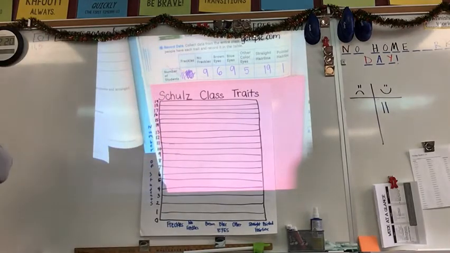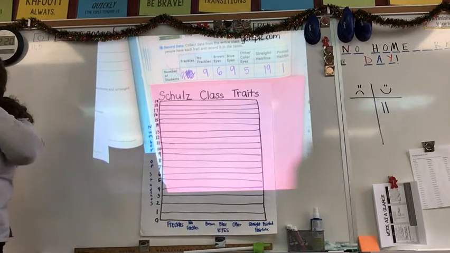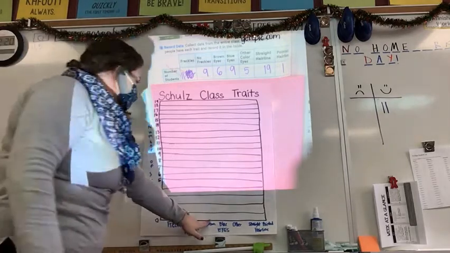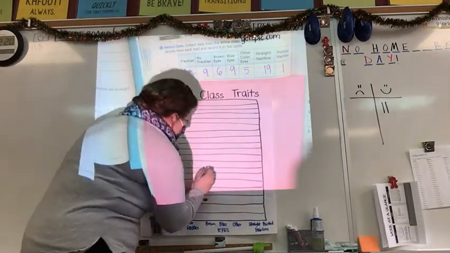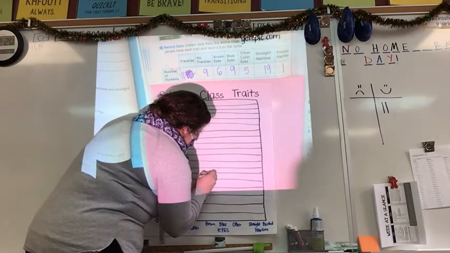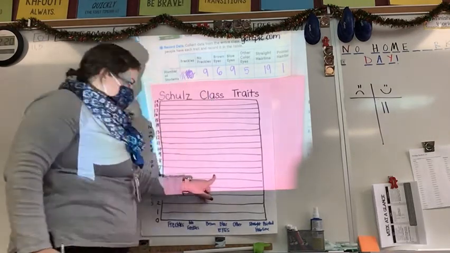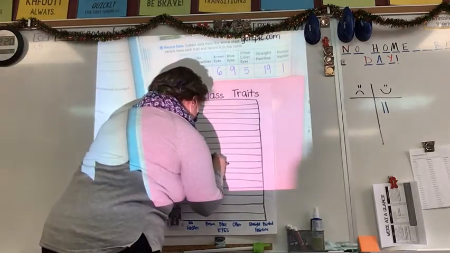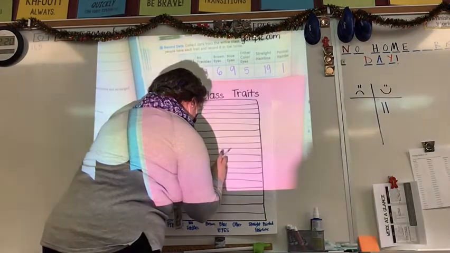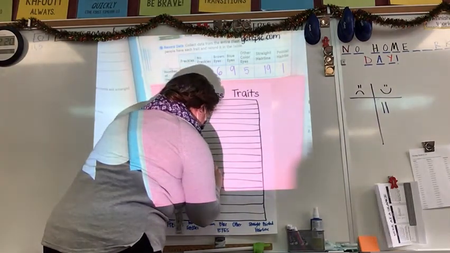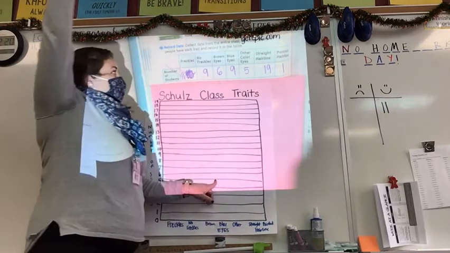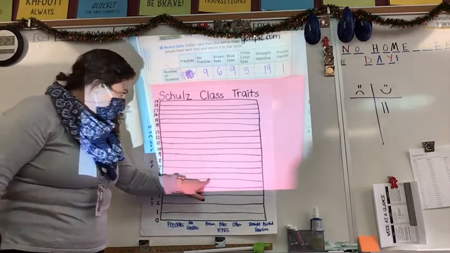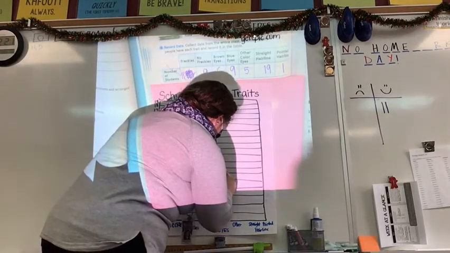How many students had brown eyes? Madison doesn't even have freckles, and she said 6. So for brown, we're going to come up to 6. How many had blue eyes? 9. And how many had a different color of eyes? 0. So those are all going to be grouped together, my eye colors.